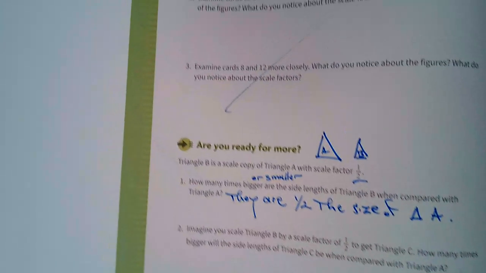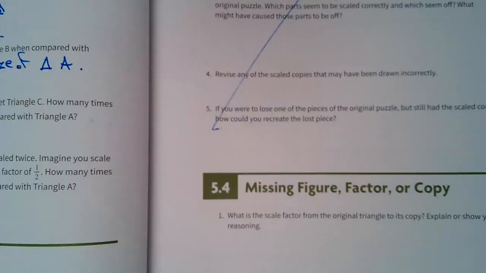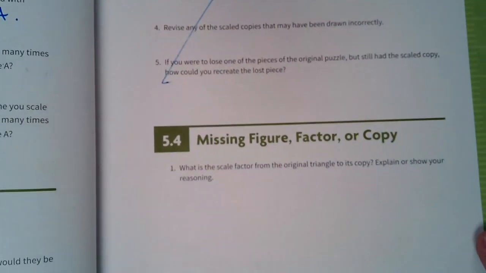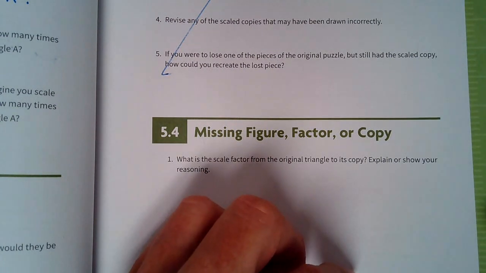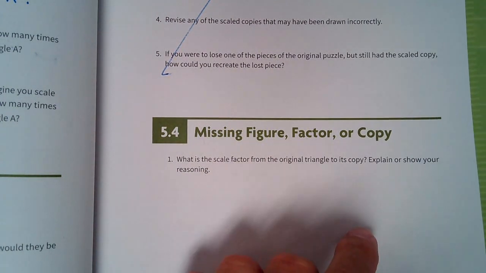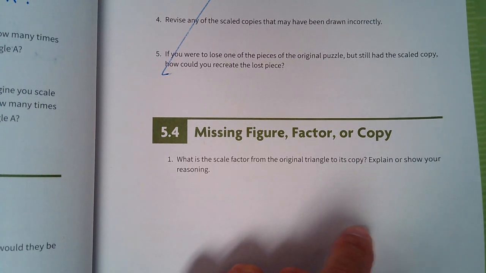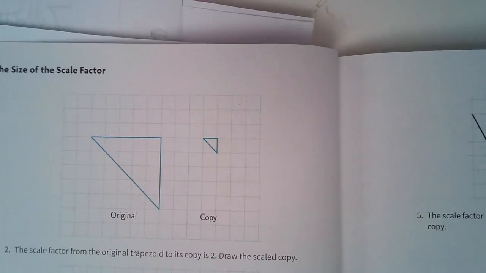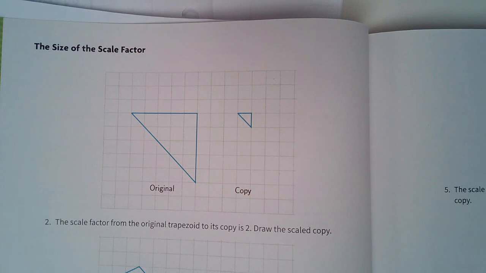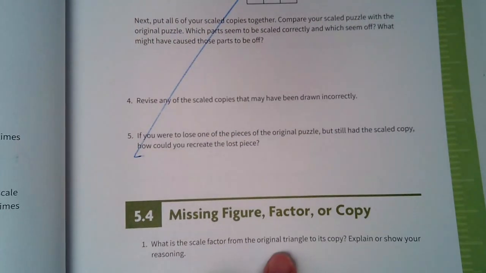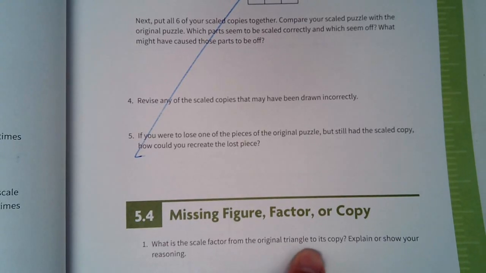And then let's jump over to page 43 here. It says missing figure, factor, or copy. It says, what is a scale factor from the original triangle to its copy? Explain or show your reasoning. So let's turn the page. What are they talking about here? Here's the original. Quite a bit larger than the copy. And so then it asks you, what is the scale factor from the original triangle to its copy?